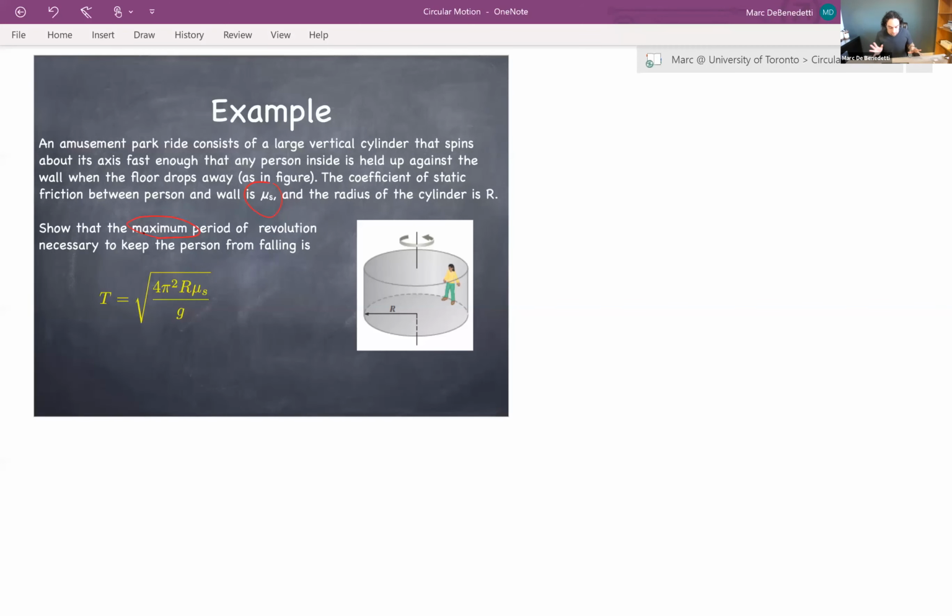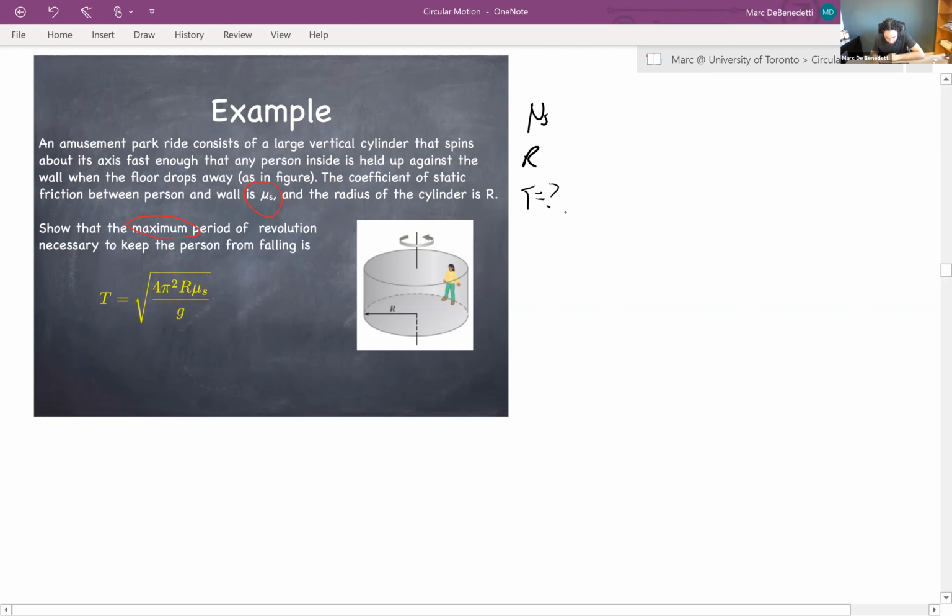So again, new situation, things are a little bit confusing. I'm going to read it again to list all the information that we're given. So let's see here. We're given mu, we're given r, and we're asked to calculate T. So we're not given a whole lot.